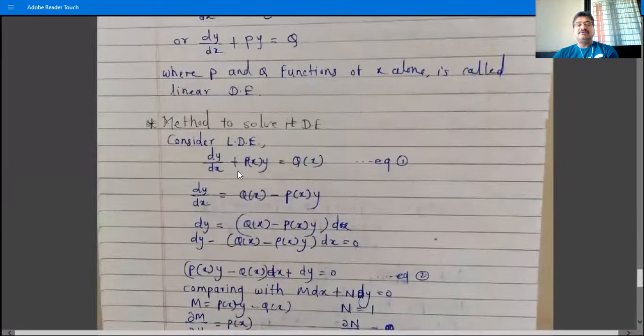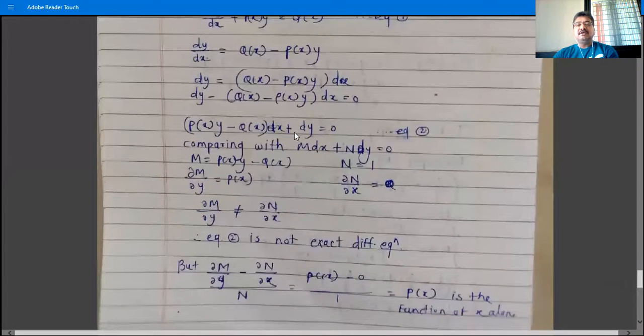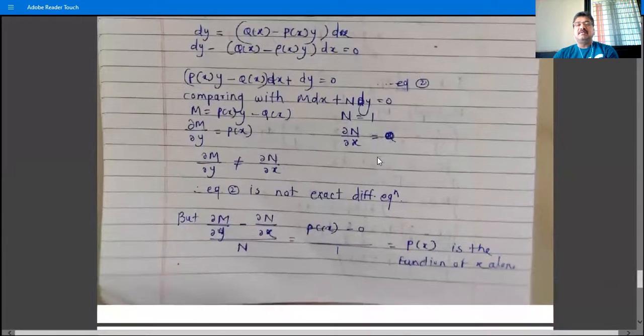So this given differential equation is expressed in the form M dx + N dy = 0. Compare with M dx + N dy = 0. So M is P(x)y - Q(x) and N is 1. Then find ∂M/∂y. ∂M/∂y is P(x), since the derivative is with respect to y, meaning the quantities of x are constant. So P(x) is constant, the derivative of y is 1, and the derivative of Q(x) is 0 with respect to y, because Q(x) is purely a function of x alone.